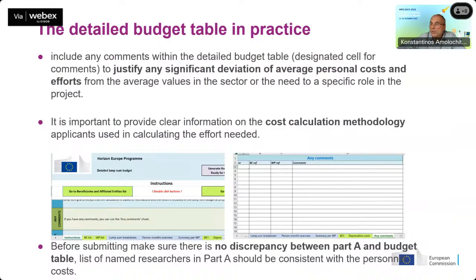It's very important also to be clear on the cost calculation methodology, okay, for us to understand, and for the evaluators, of course, the calculation of the effort needed. And before submitting, make sure, like we said also before, there is no discrepancy between Part A and the budget table on the lump sums that you will submit. This information should always be consistent.